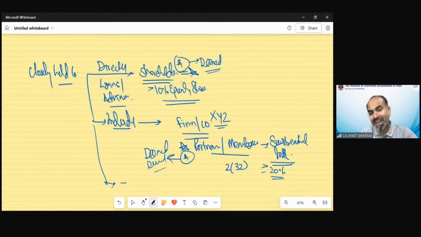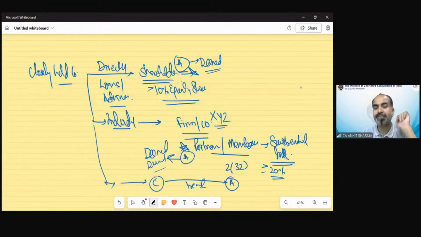Or any other case in which, directly or indirectly, this loan and advance has been utilized for the benefit of Mr. A. Suppose the closely held company gives this money to Mr. C. C does not have any connection with Mr. A, but C, after receiving the loan from this company, transfers this loan and advance to Mr. A. So it would be assumed that indirectly this loan has been transferred to Mr. A. That would be called deemed dividend under section 222.